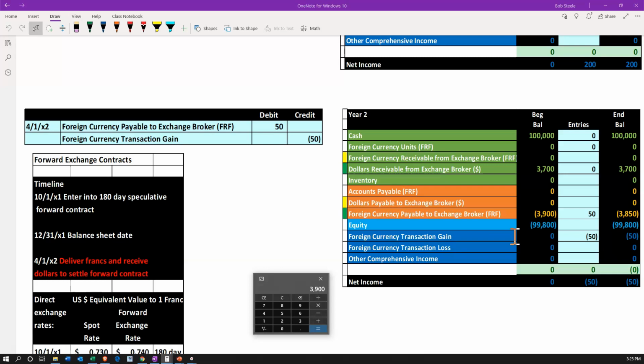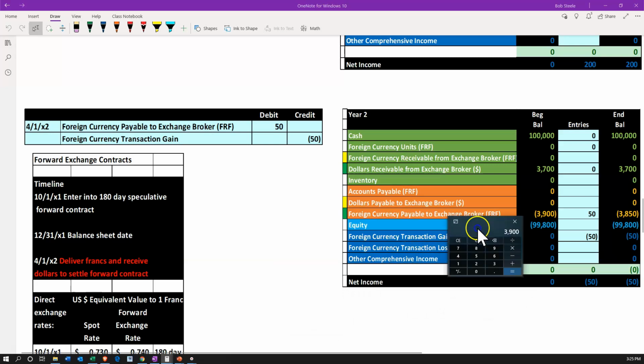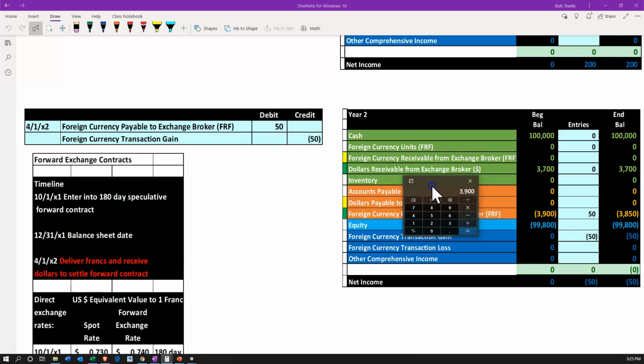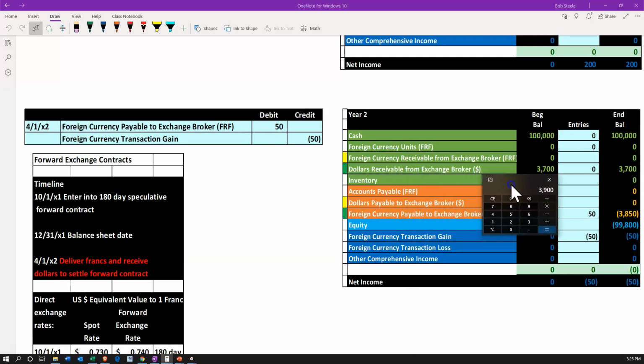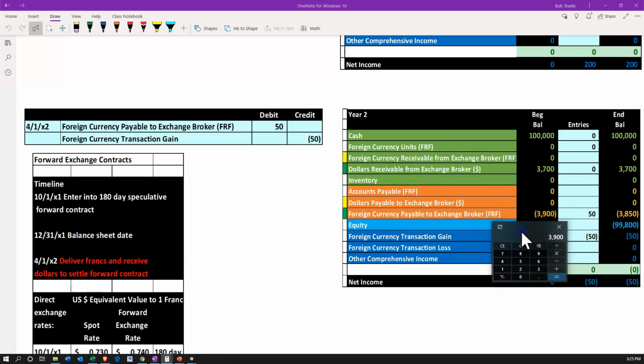Now we're going to say it's the end of this forward contract. It's 4/1/X2 at this point. So this thing is going to close up. Before we close it up, we first want to revalue the item that needs to be revalued. Once again, the dollars receivable does not need to be revalued because it's in dollars. We're just going to get dollars. Not a thing there. But down here, this is the one that we need to change, because we're valuing this thing in dollars.